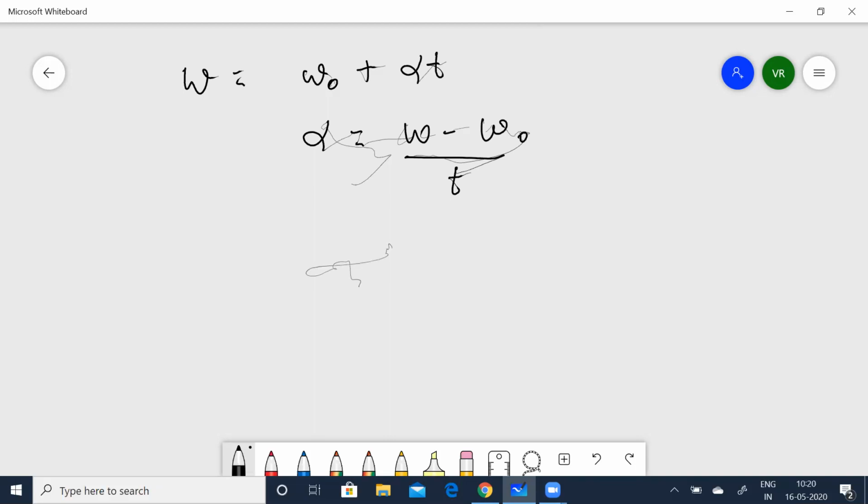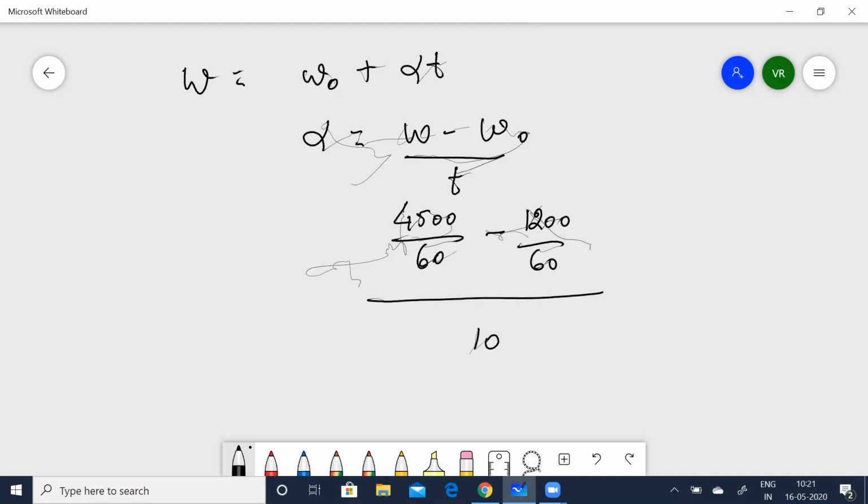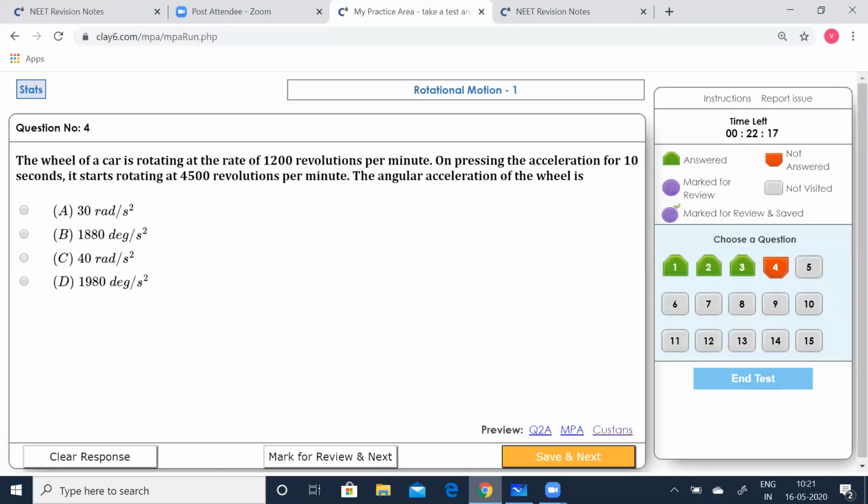Now omega is given as 4500 divided by 60 minus 1200 divided by 60, the whole thing divided by 10. On simplifying, this is nothing but 75 minus 20 divided by 10. That gives you 55 by 10, which is equal to 5.5 revolutions per second. Let's see which option is correct. Oh, yeah. He's saying angular acceleration of the wheel.